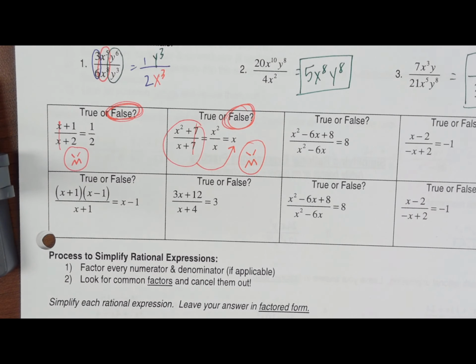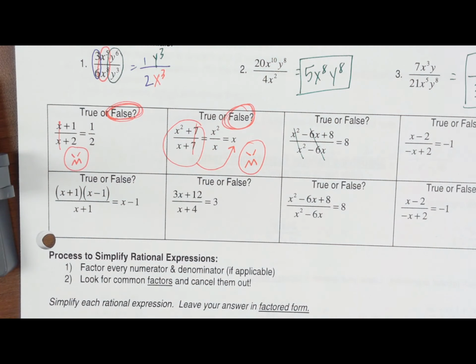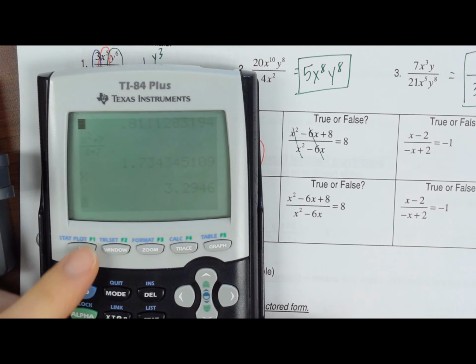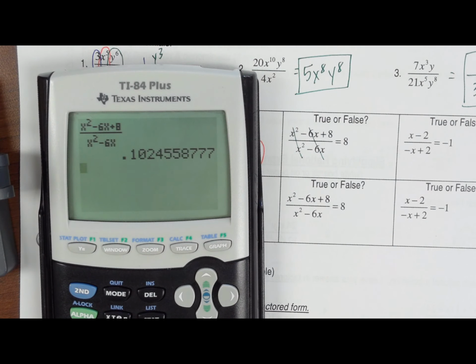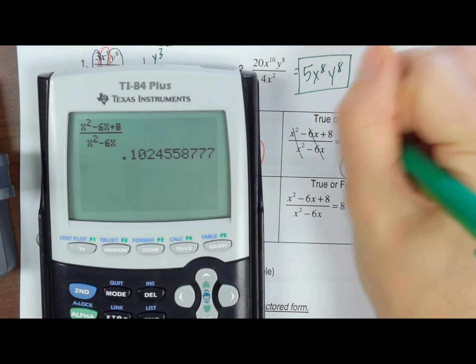Okay, so if you look at the next one, ooh, x squared, ooh, minus 6. 8 equals 8, yay, that seems right, right? No. Oops, that's not what I want. x squared minus 6x plus 8, x squared minus 6x. That is not 8. So this is false.